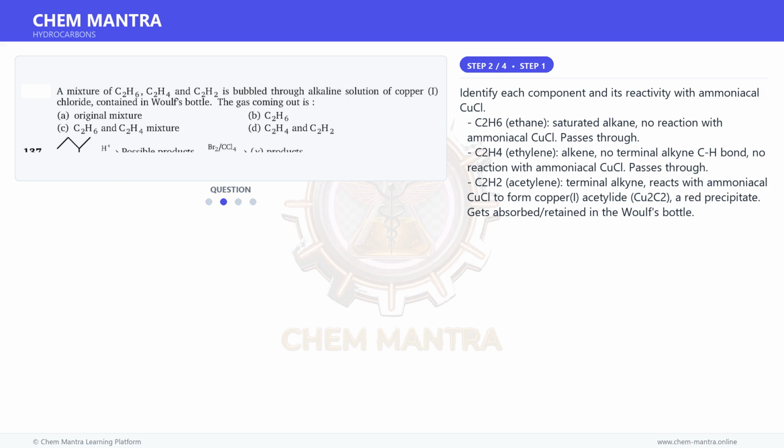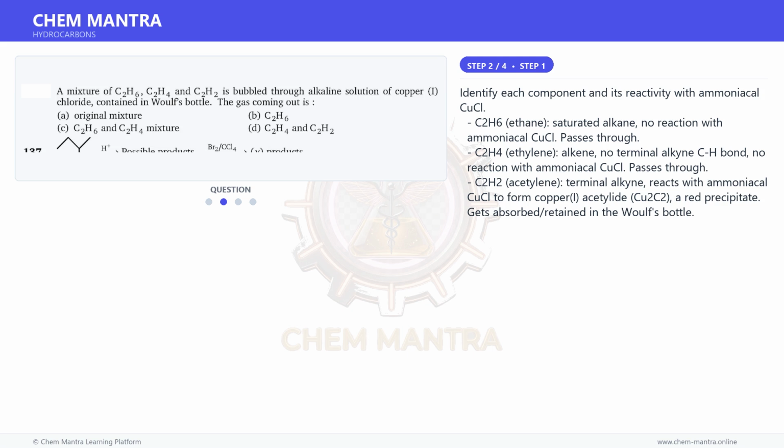Moving on to the next step. Identify each component and its reactivity with ammoniacal CuCl. C2H6, ethane, saturated alkane, no reaction with ammoniacal CuCl. Passes through. C2H4, ethylene, alkene, no terminal alkyne C-H bond, no reaction with ammoniacal CuCl. Passes through.